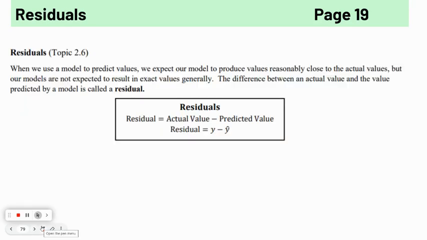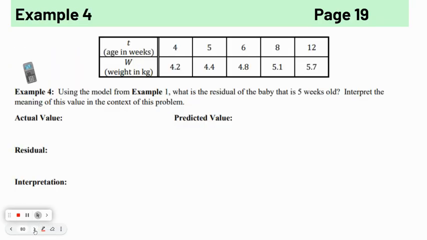Last but not least, we're going to talk about residuals. So when we use a model to predict values, we expect that our model is going to produce values that are reasonably close to what the actual values are, not always going to be exact. So the difference between an actual value and the value that was predicted is called a residual. So we call this symbol y hat. It looks like it's wearing a little hat. So y hat means our predicted value. So we're going to do actual value minus predicted value to find the residual.